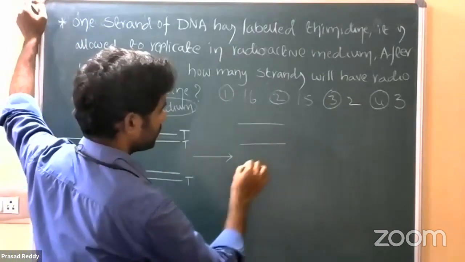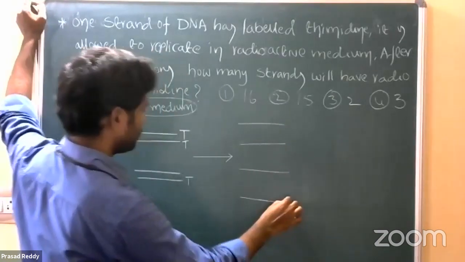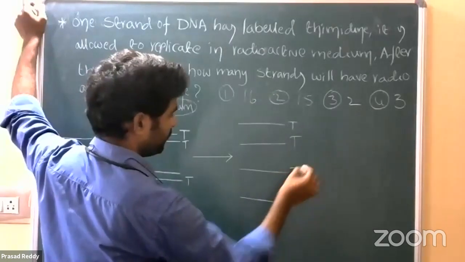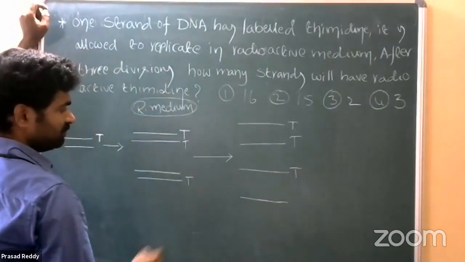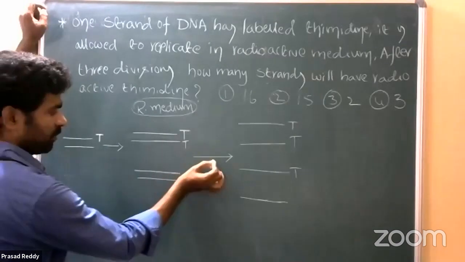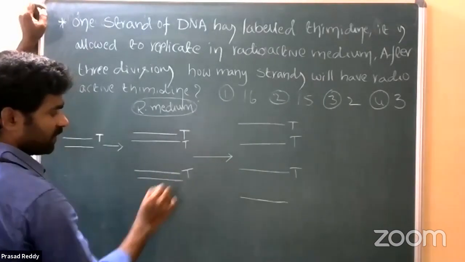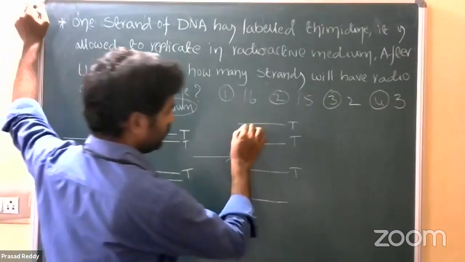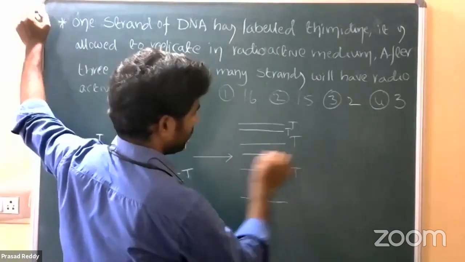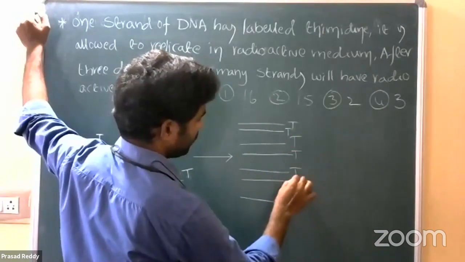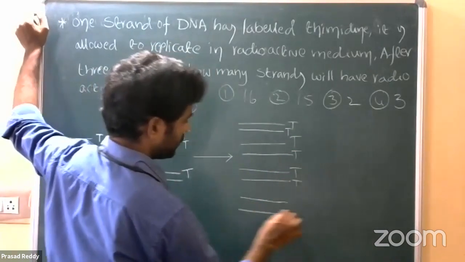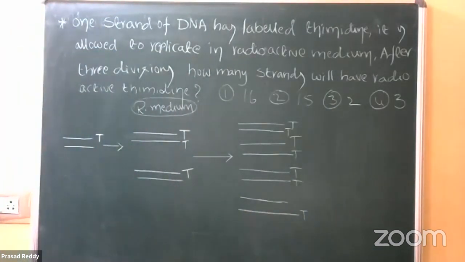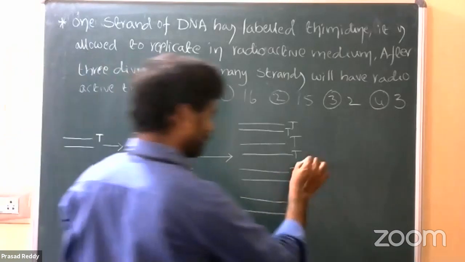In the second generation also, the strands separate from each other and act as parental strands. Except this one strand, which is normal, the remaining strands are labeled, and the newly synthesized strands are also labeled.